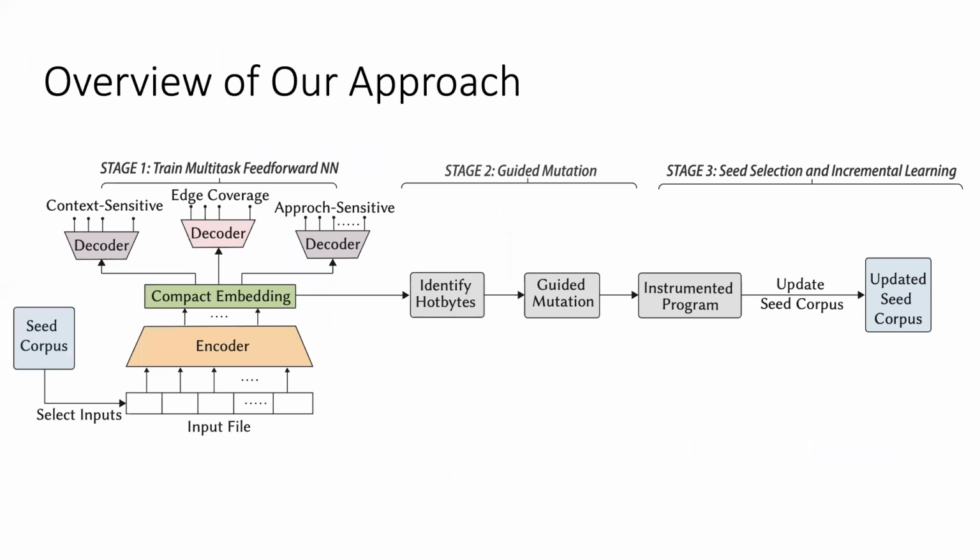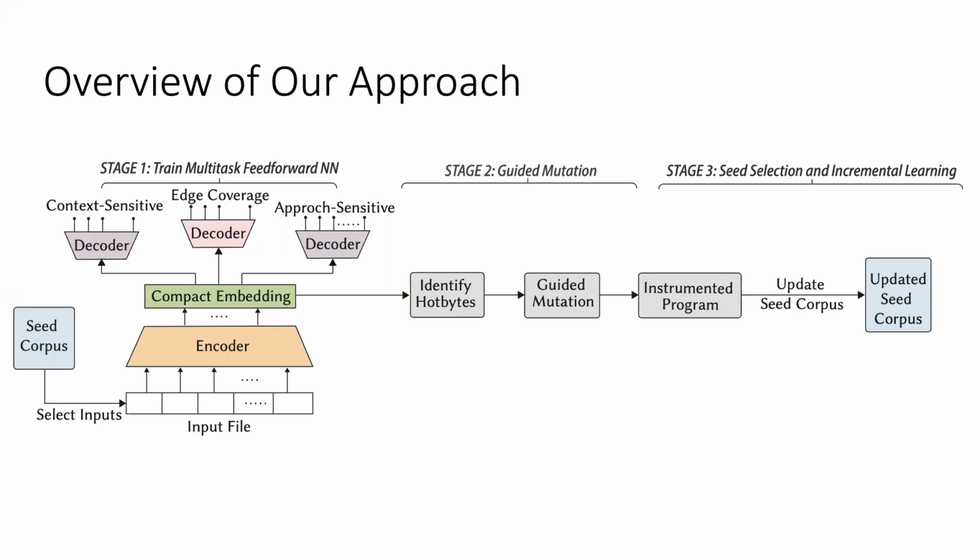Let's look at the overview of our approach. There are three stages in MTFuzz. First, we train a multitask neural network to learn a shared compact embedding layer for three coverage tasks. Then, we compute the gradient of the compact embedding layer with respect to input to identify hot bytes and focus mutating on these hot bytes. In the end, we choose inputs which found new edges and add them into our training corpus to perform incremental learning.